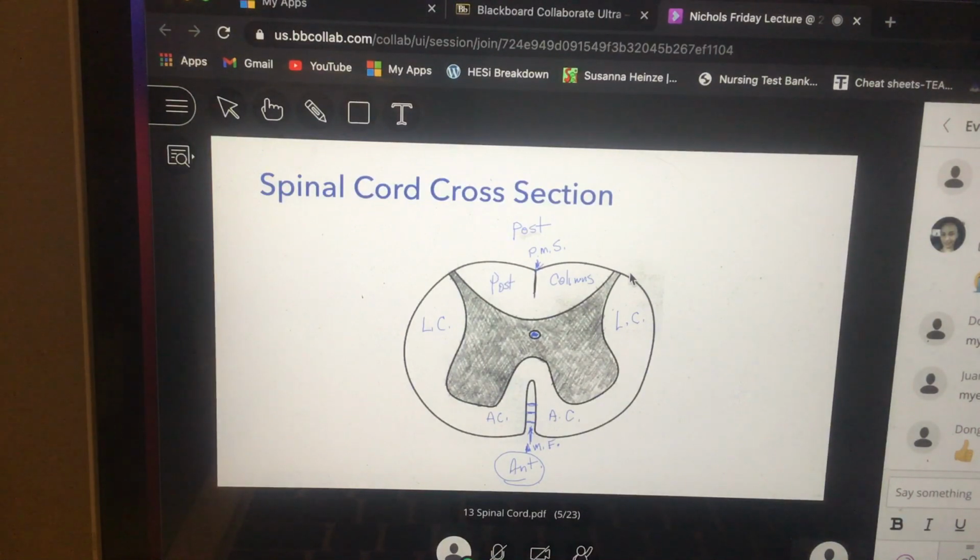I'm just going to fill it in right there. That is the central canal. What would we find in that central canal? What would be found in the central canal? What's found in there? CSF, yeah, cerebrospinal fluid. Yeah, it's an open canal that's got cerebrospinal fluid.